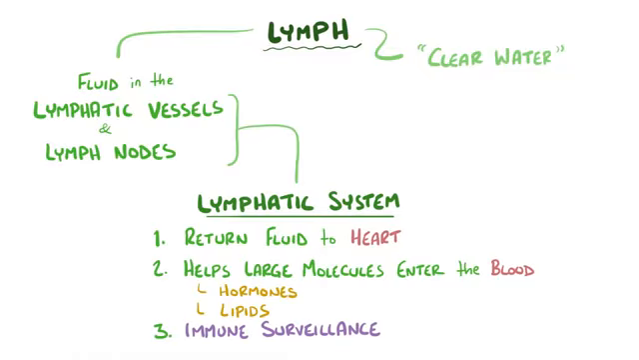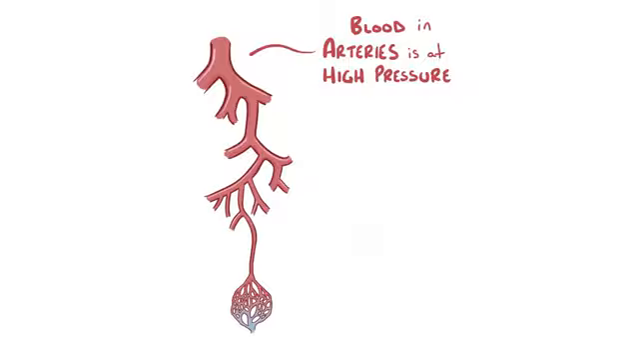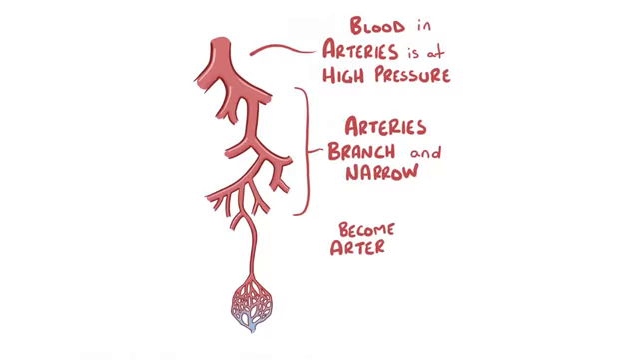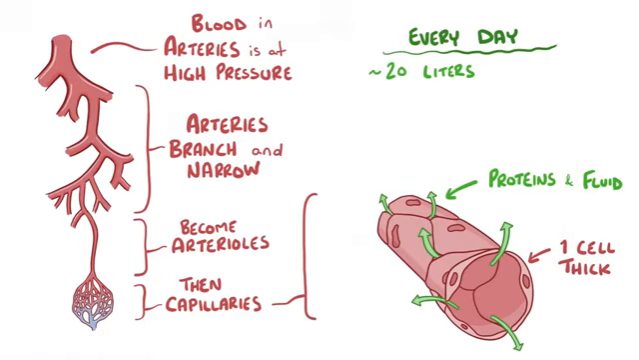So let's take a closer look at lymph and where it comes from. The blood in the arteries is under a lot of pressure because it needs to reach every little nook and cranny of the body. Those arteries branch out into narrower and narrower arteries, and then arterioles until finally it gets to the capillaries, which have walls that are only 1 cell thick and are slightly porous. Red blood cells are too big to fit through the capillary pores, but small proteins like albumin and fluid can make it through. Every day, 20 liters of fluid, water, and protein seep out of the capillaries and becomes part of the interstitial fluid between the cells.